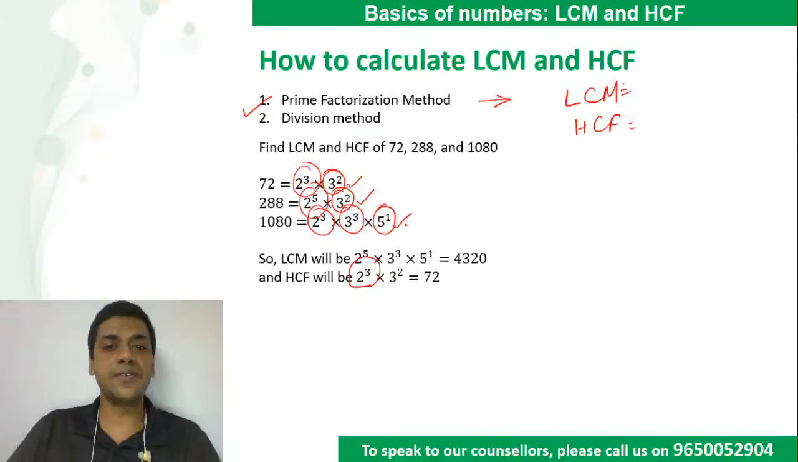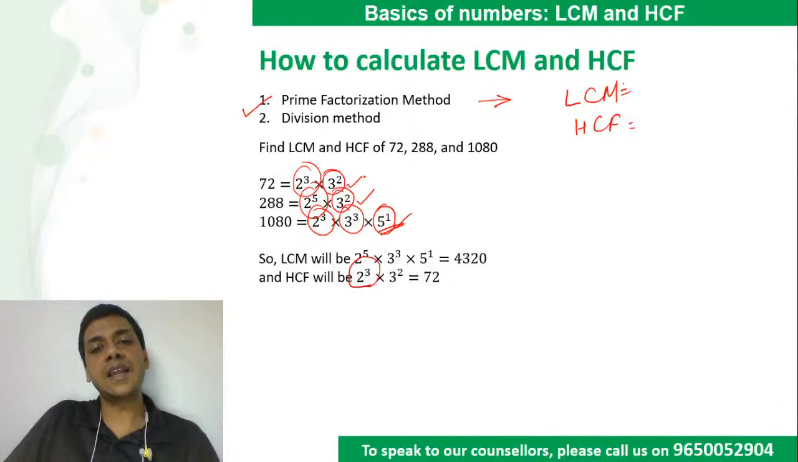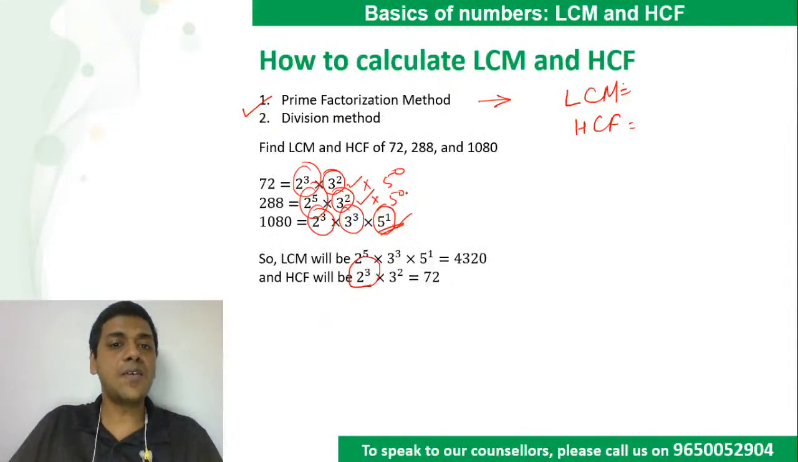Now coming to the 5. We can see the smallest power of 5 is 1. But in the other numbers, we can say there was a multiple of 5 raised to power 0, which is nothing but 1. So the lowest power of 5 would be 5 raised to power 0, and my HCF would be 2 cube into 3 square, which is 72.